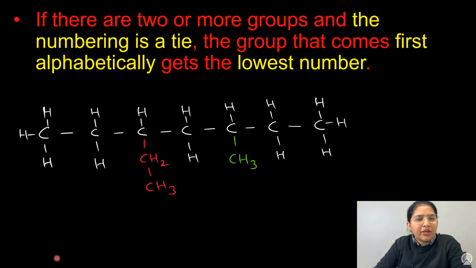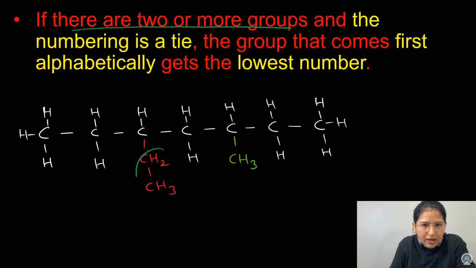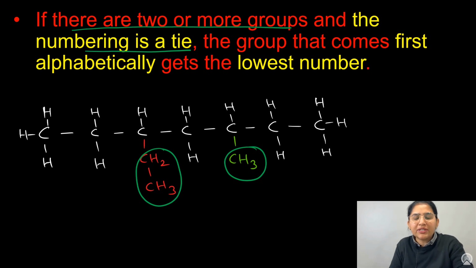Before going to the next rule, we are having a few more discussions about these substituted groups. Let's do the discussion of that. So here it says, let's say if there are 2 or more groups, one group is here and the other group is here, and the numbering is a tie, like we have seen in the previous example, that we are getting the third position for the substituted group either counting from the left or from the right. But that's okay, because at that time we are having only one substituted group.